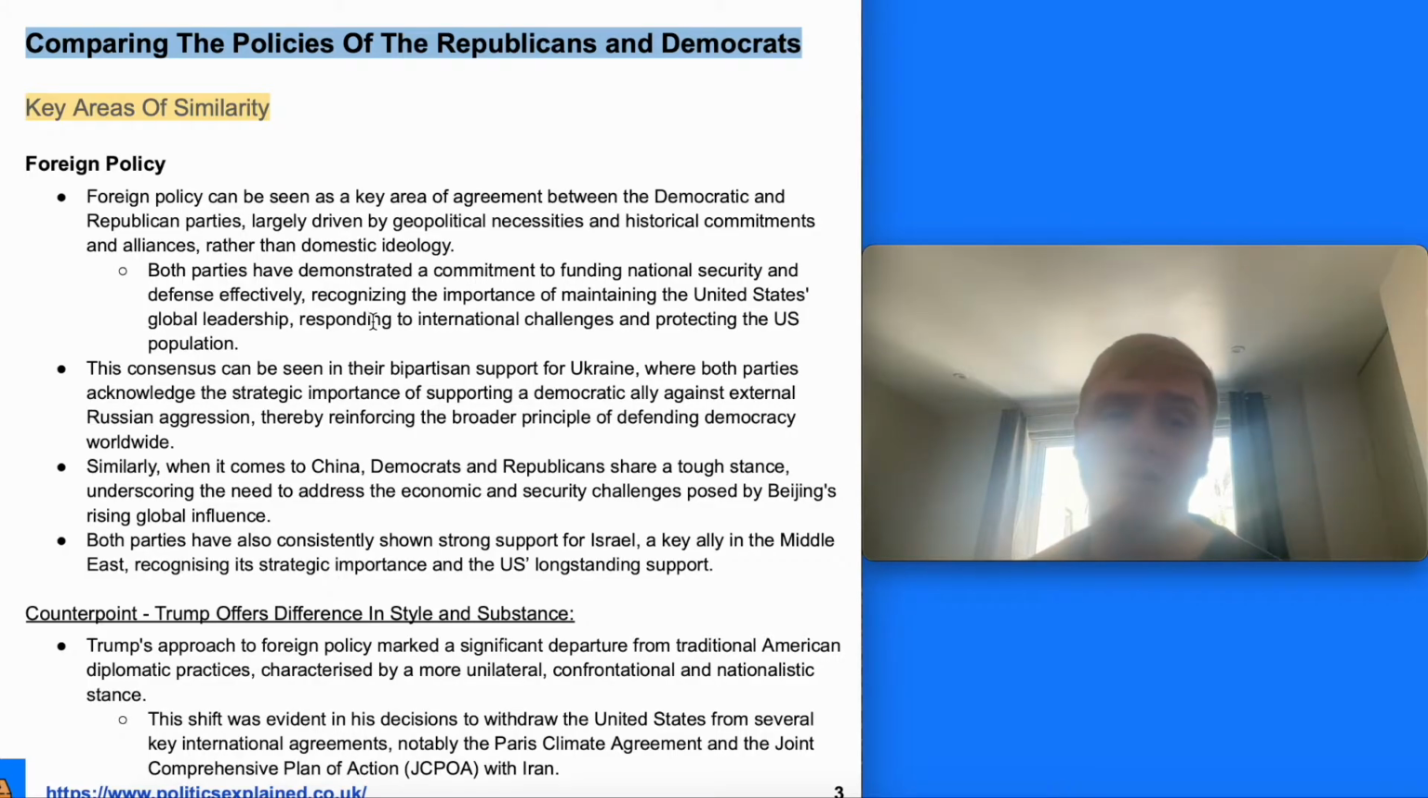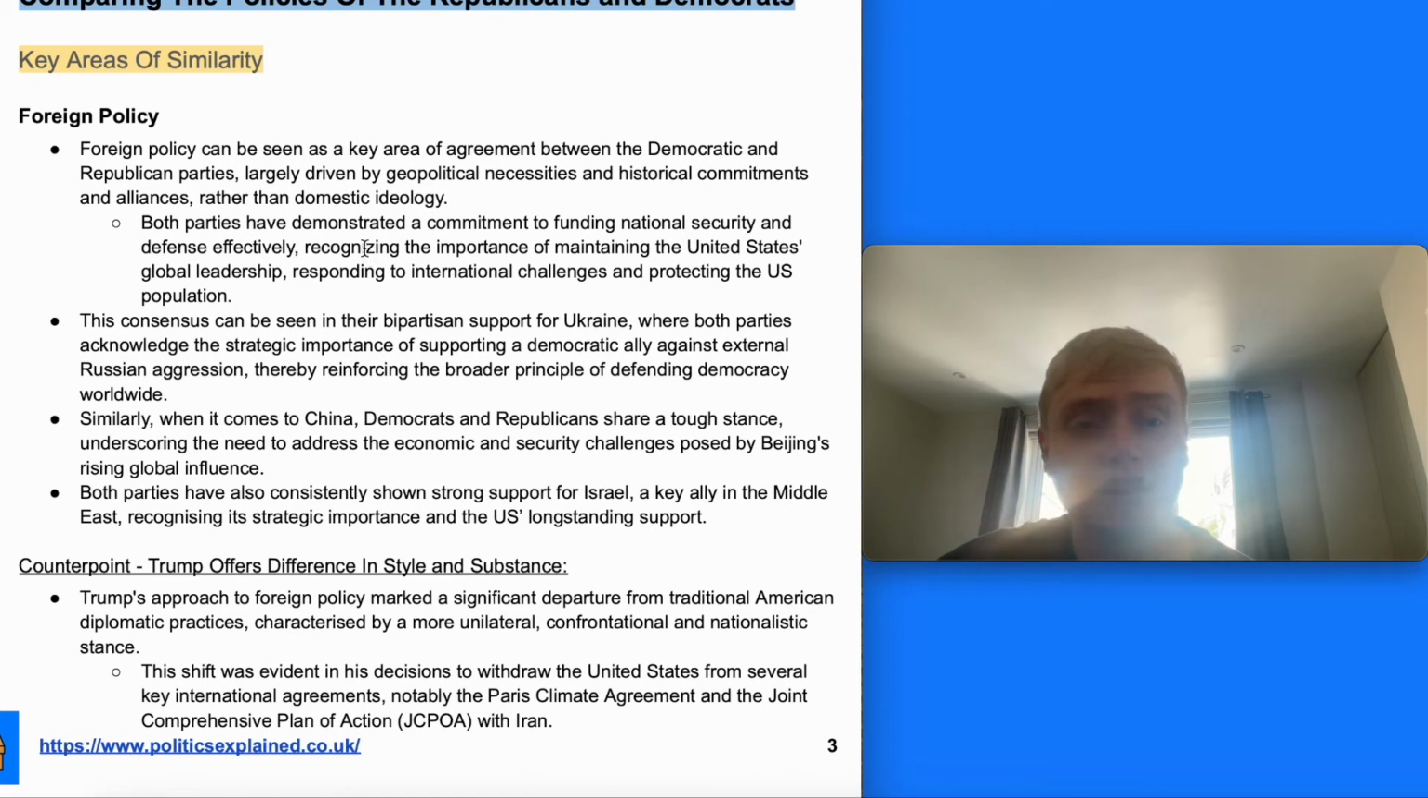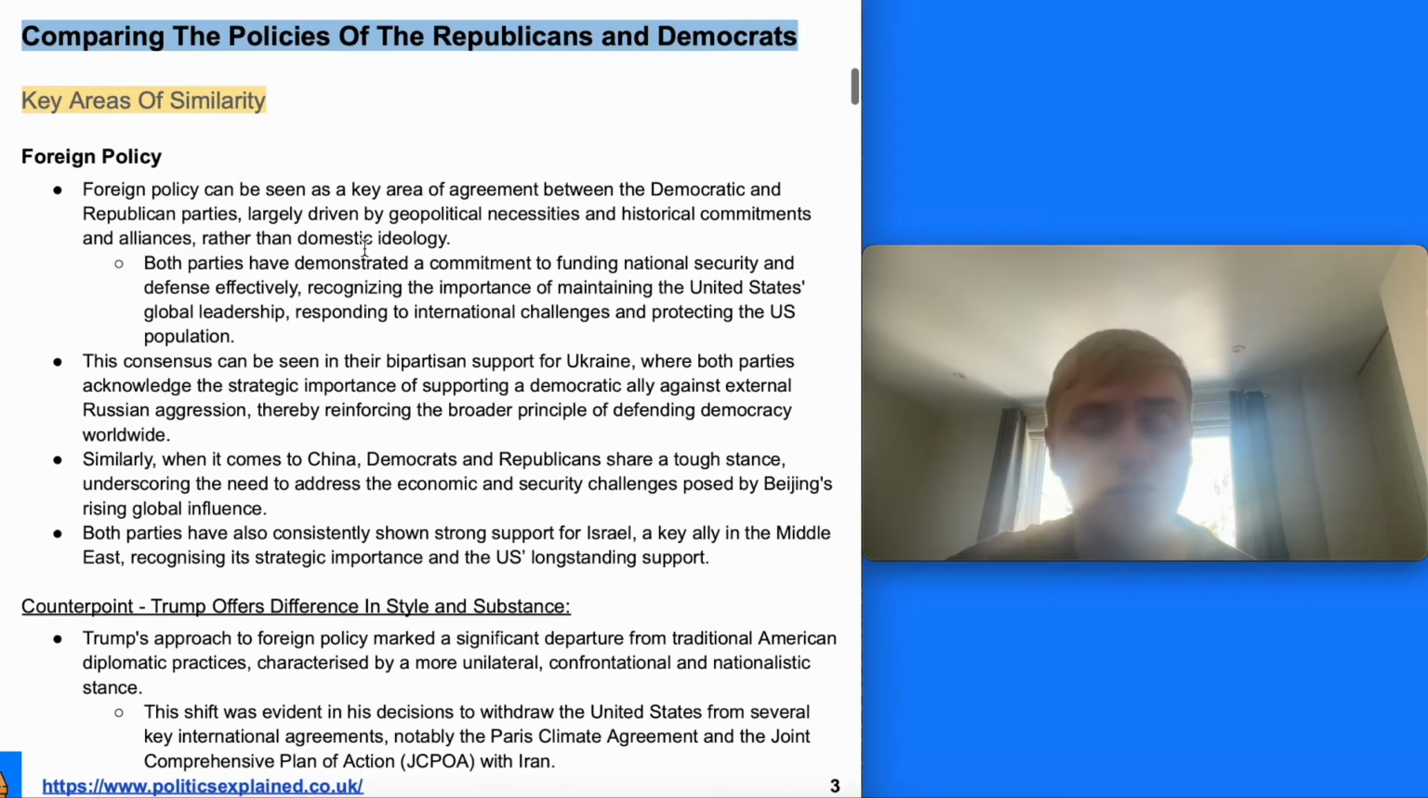And the first key area of similarity is foreign policy. This can be seen as a key area of agreement between the Democrats and Republicans, largely driven by geopolitical necessities and historical commitments and alliances rather than domestic ideology. Both parties have demonstrated a commitment to funding national security and defence effectively, recognising the importance of maintaining the US's global leadership, responding to international challenges, and protecting the US population.